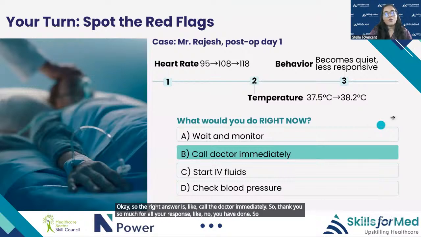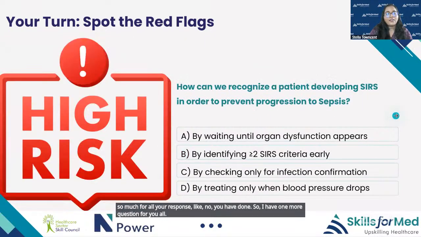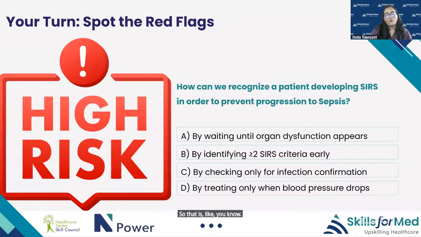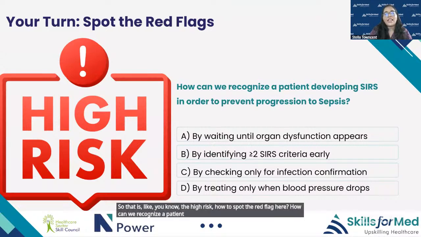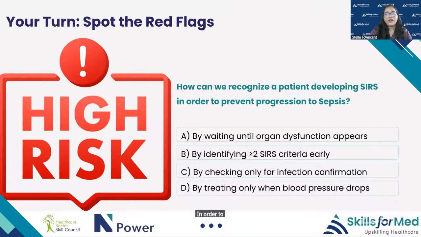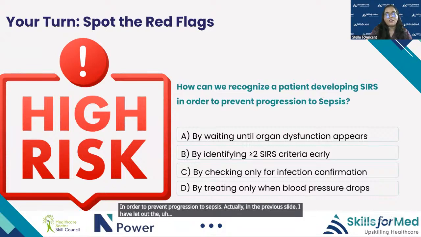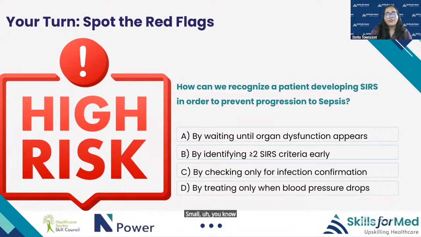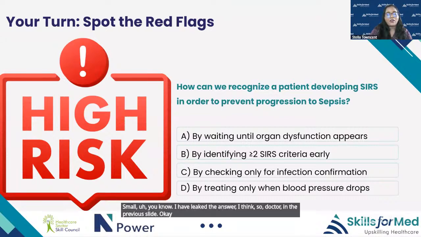So I have one more question for you all. That is the high risk, how to spot the red flag here. How can we recognize a patient developing SIRS in order to prevent progression to sepsis? Actually, in the previous slide, I have leaked the answer, I think, doctor. Anyway, how will you recognize a patient developing SIRS in order to prevent progression? You can drop your answers in the chat box.